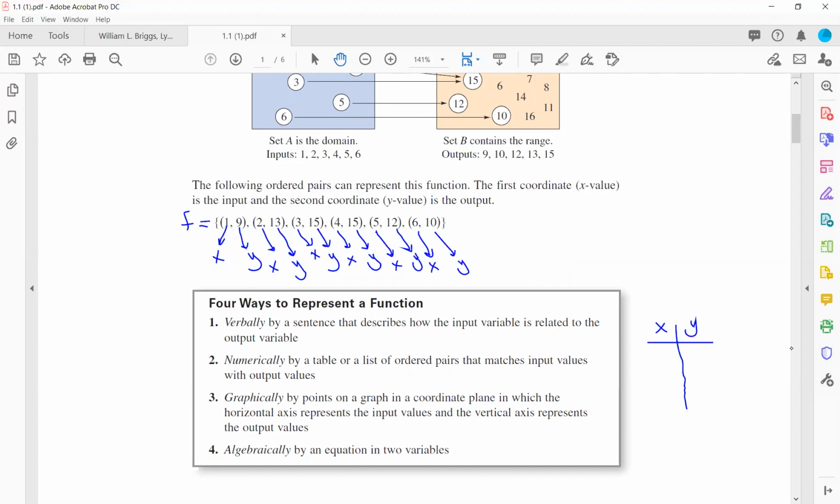For example, take a look at our function here. X is 1, y is 9. The first point. X is 2, y is 13. X is 3, y is 15. We can continue. X is 4, y is 15. X is 5, y is 12, and finally, x is 6, and your y is 10.